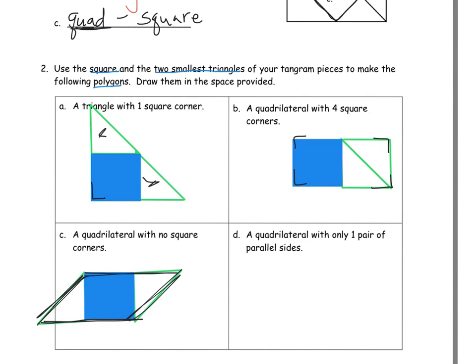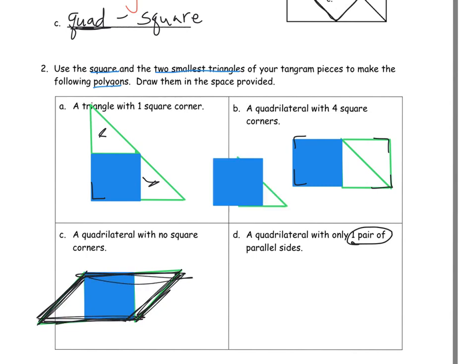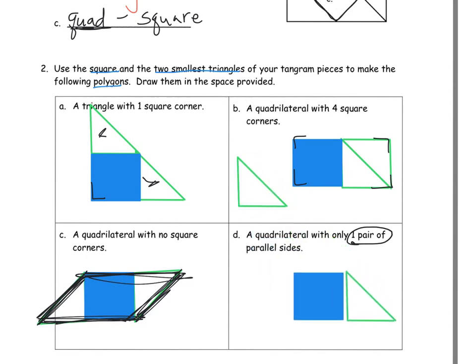So my last one says a quadrilateral with only 1 pair of parallel sides. And if I look back at C, I had 2. I had 1 there and 1 there. Those are parallel, and this top and this bottom is parallel. So when I get my pieces this time, I'm going to bring them down, and I'm going to try to make one with just 1 set of parallel sides, or 1 pair of parallel sides.